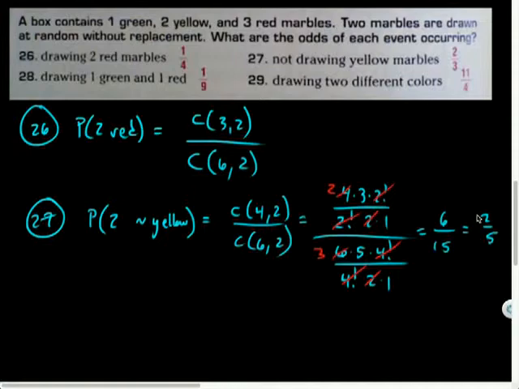Well, let's see. Not drawing yellow marbles. They're still drawing 2 at random. Oh, guys. They're not asking probability, they're asking odds. So what I want to point out, this is the probability. So the odds, 2 not yellow, well, the success is still 2, right? Odds is success to failure ratio.